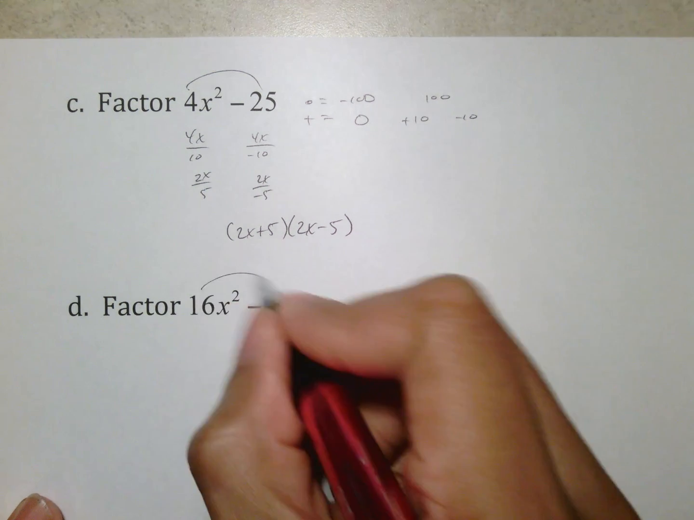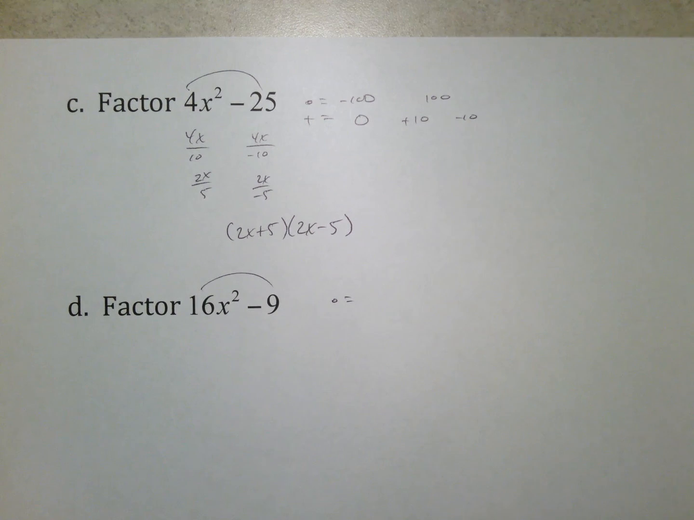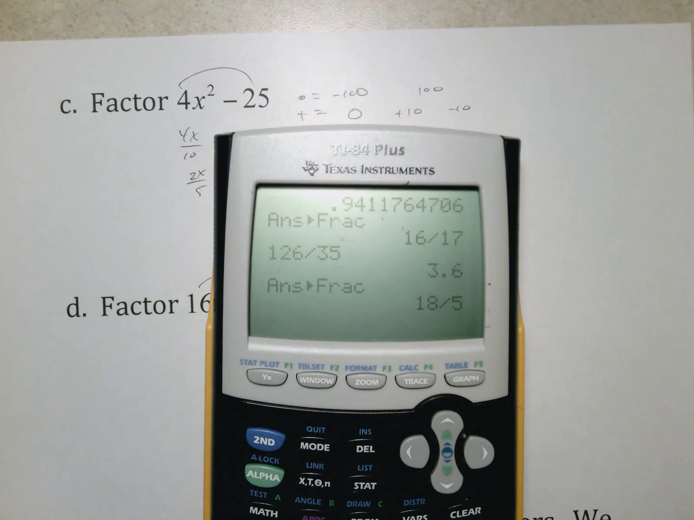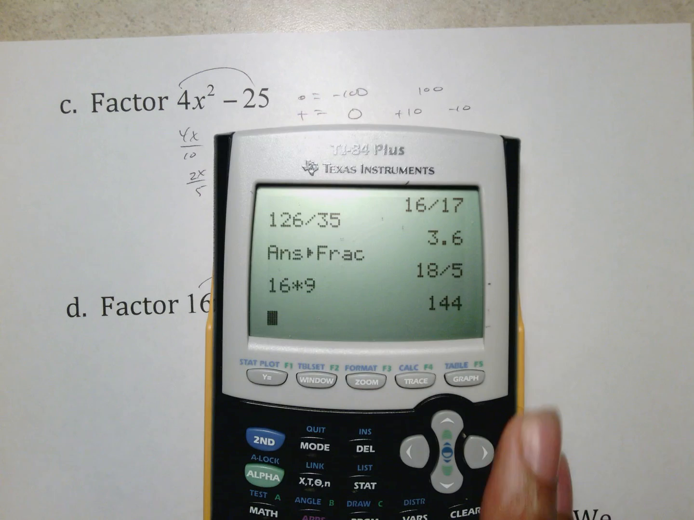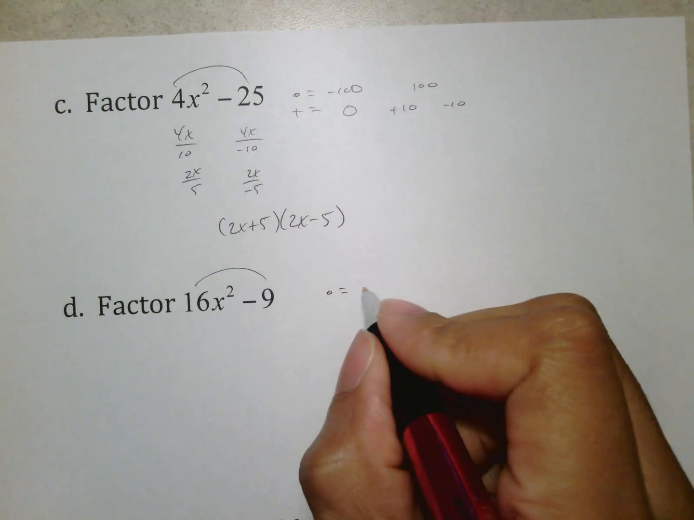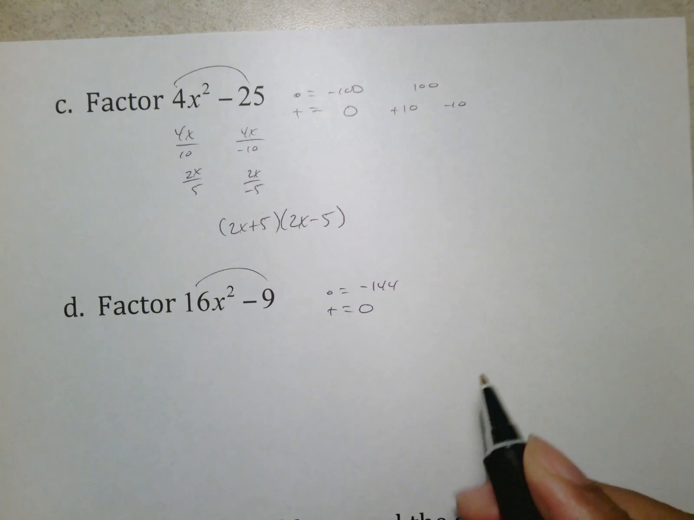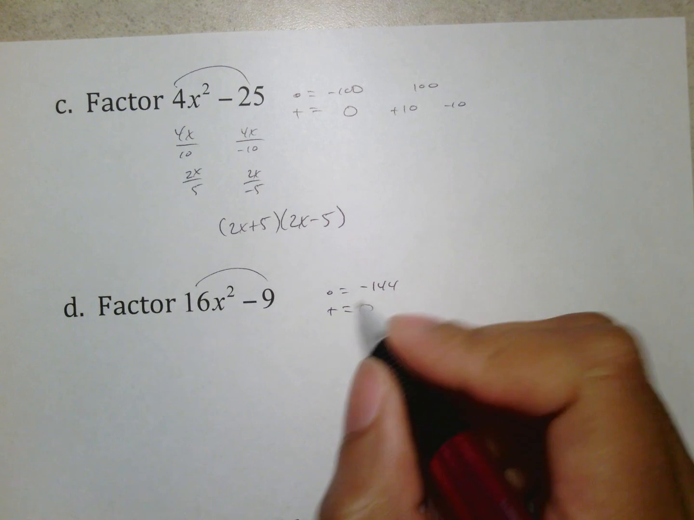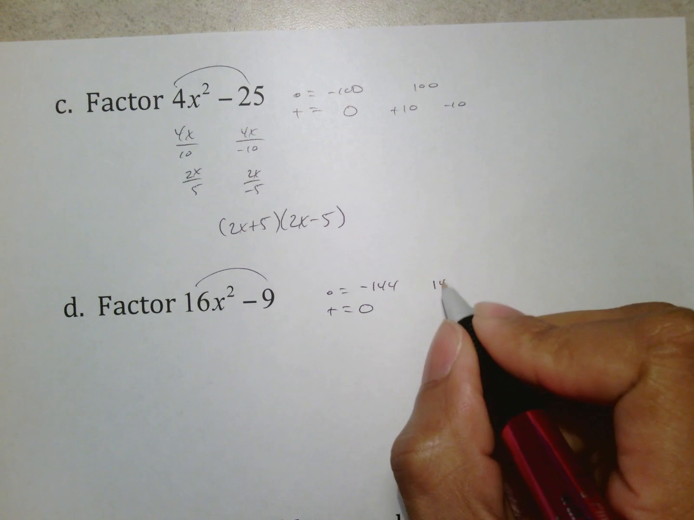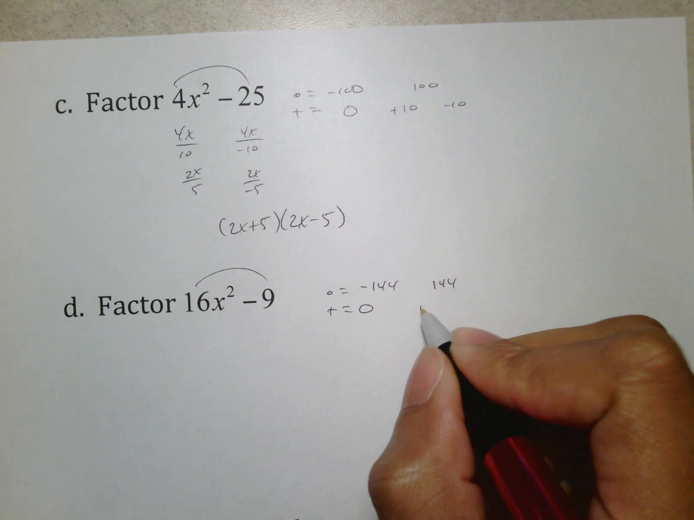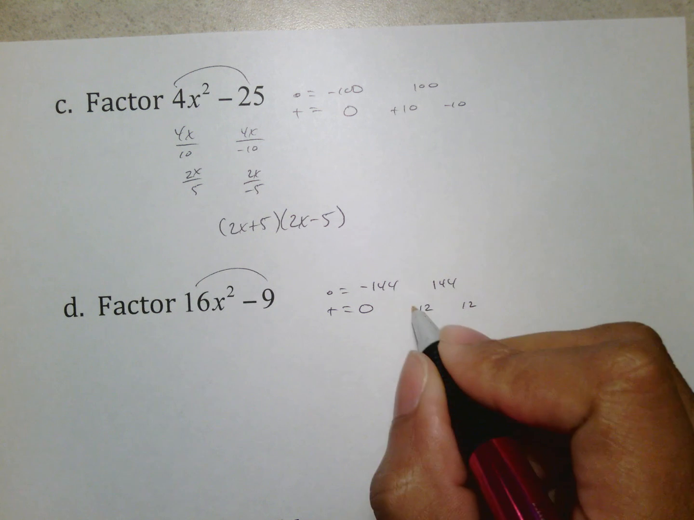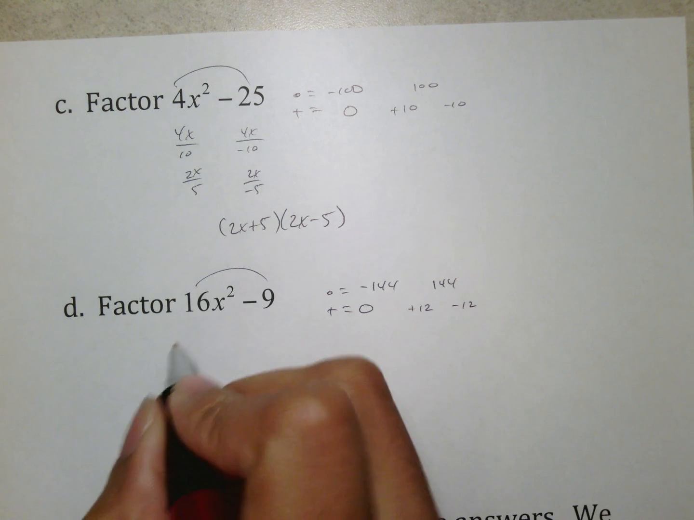And the last one multiplies to make whatever 16 times 9 is. Let's see. Which is 144. Sorry, negative 144. And adds again to be 0 because there's no x term. From there, we are looking for the numbers that multiply to make 144. They are the same, and those two numbers are 12 and 12, with one being positive, one being negative.